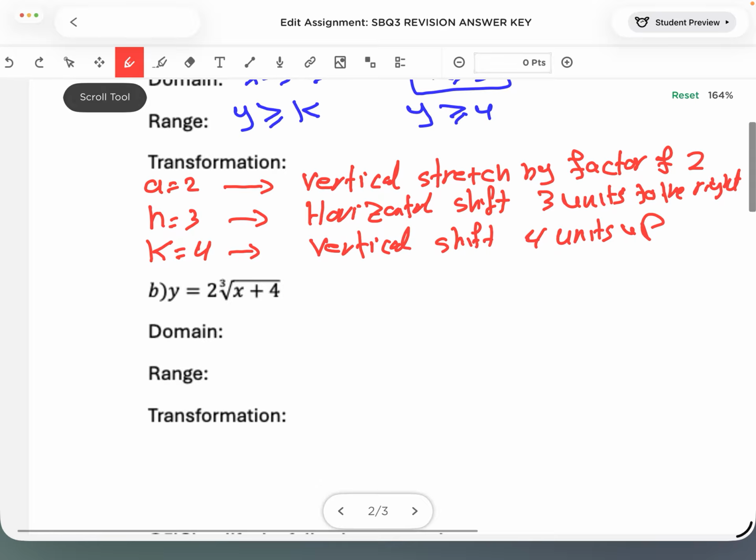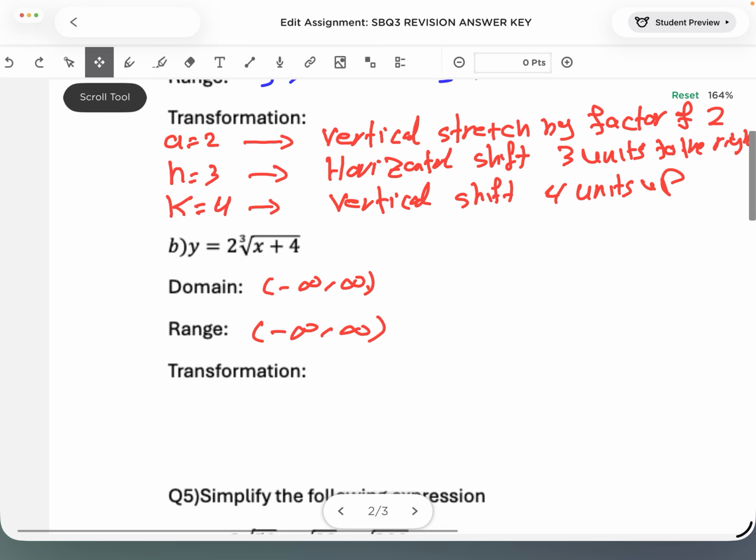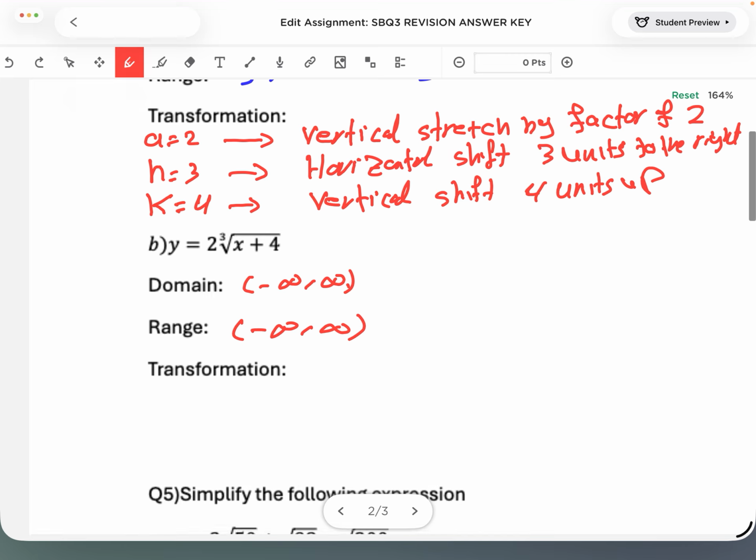Next one. Now I have a third root. So the domain will be from negative infinity to infinity, and the range will be from negative infinity to infinity. Why? Because here I'm talking about the third root of the function. Transformation, same story. a is equal to 2, h is equal to negative 4, and there is no k. None.